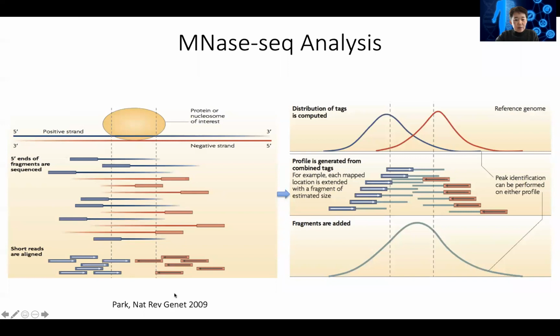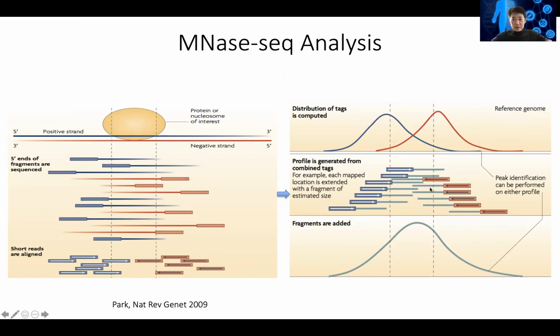This is an example from a 2009 review. At that time, most people only sequenced one end of the nucleosome, as paired-end sequencing wasn't so popular yet. But again, this is similar to transcription factor binding. You will see two peaks, which are usually to the left and the right of the nucleosome.